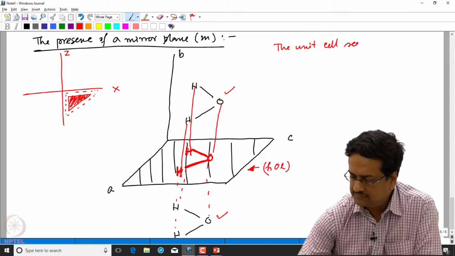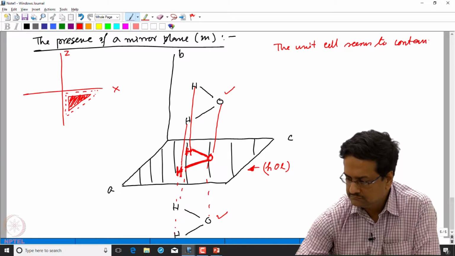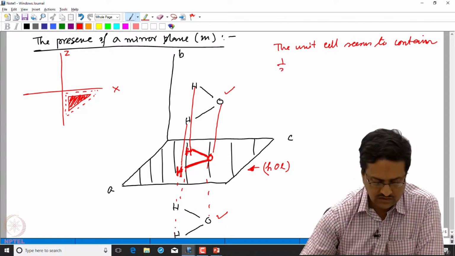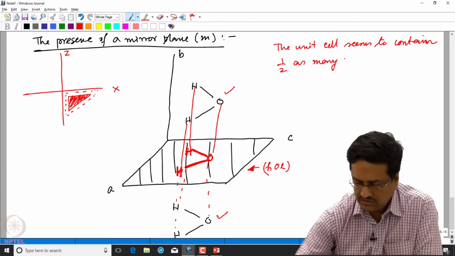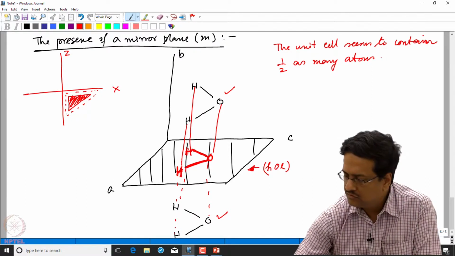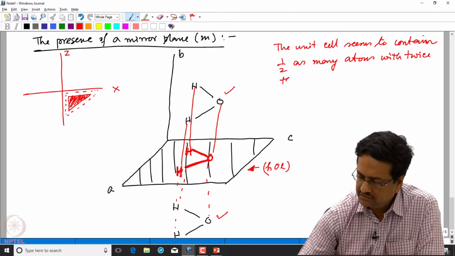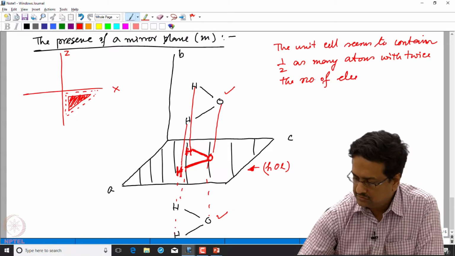seems to contain half as many atoms with twice the number of electrons.